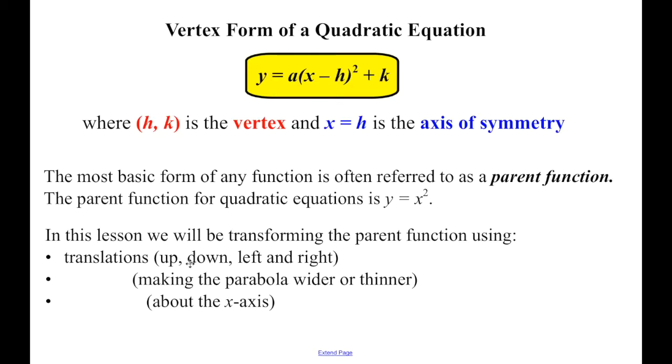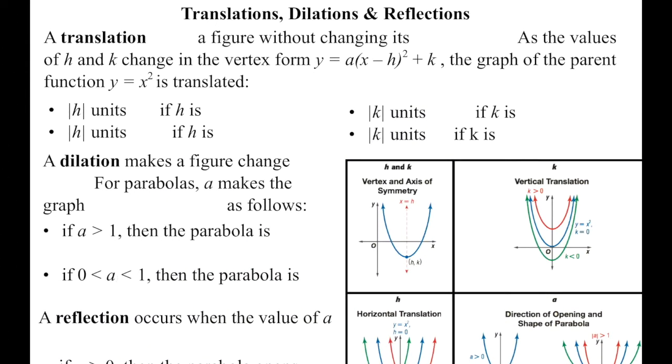So we're going to be doing three different kinds of transformations. We will be doing translations, which are just slides that are either up and down or left or right. We will also be doing dilations, which will make the parabola either wider or thinner. And then the last thing we'll do is reflections, and those you're a little bit familiar with already. So let's start out with a translation. A translation slides a figure without changing its size or shape. And the values of h and k are what change when we're doing translations.